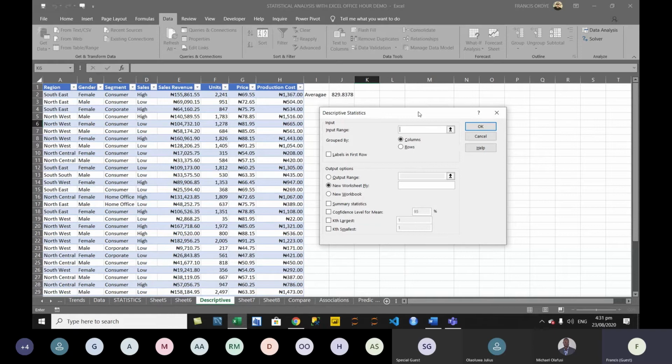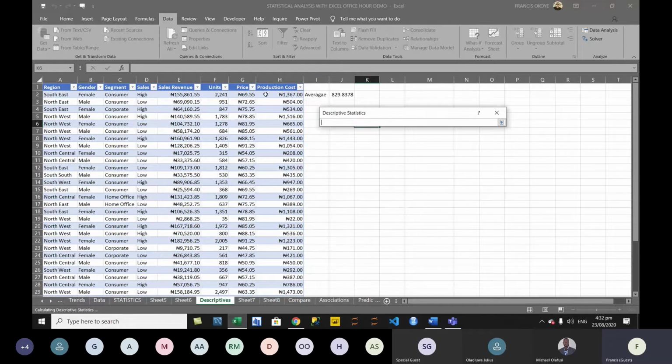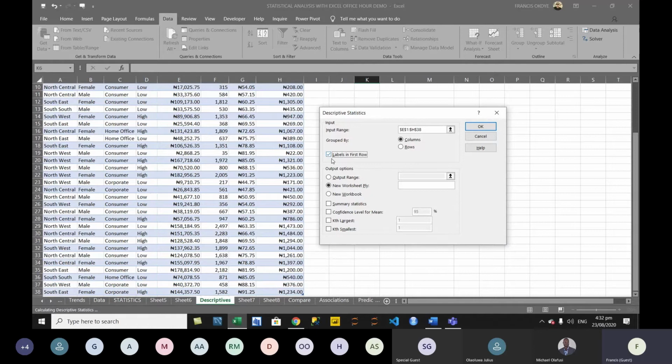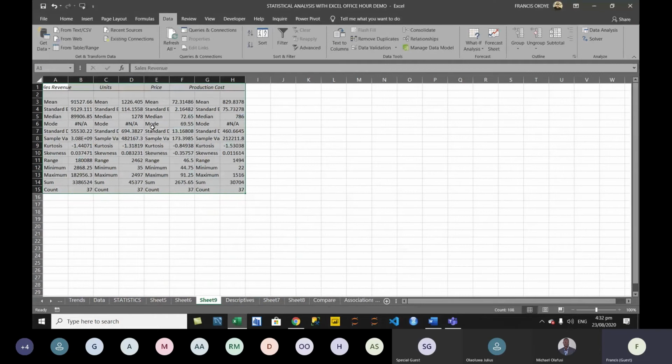For example, sales revenue, units, price, production. I can't analyze consumer sales high or low, or gender, in this tool. So the data must be quantitative. Then I will pick my range, from sales revenue down. I put the label, click on summary statistics, and put it on a new sheet. And what we have done is summarized the whole data.